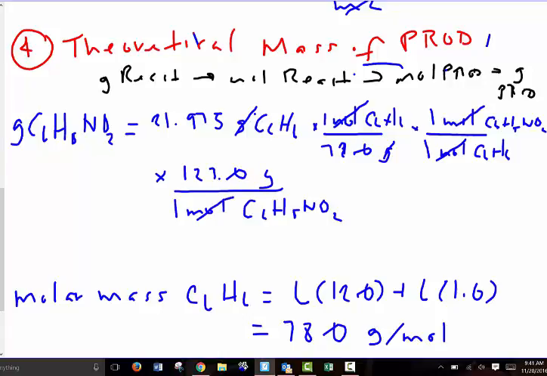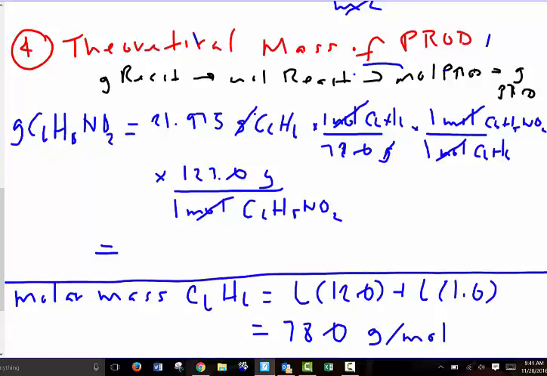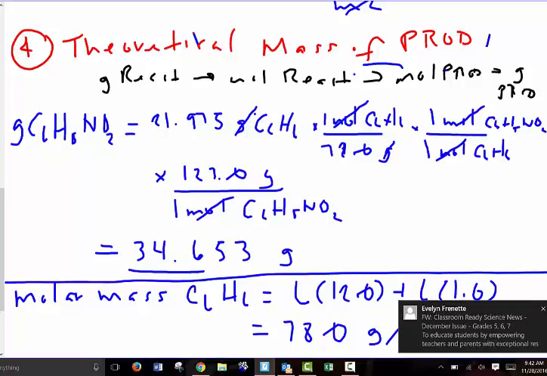Okay, so I do all the math there, and my answer comes out to be 34.653 if I leave a few digits. Grams are my units, and 3 sig figs are allowed, so I'll underline those 3 sig figs. This is how much product I should have made if all of my 25 mL of benzene reactant were reacted in this reaction to form product. That's what I should have got. Okay, so I've got everything I need now to calculate part A.